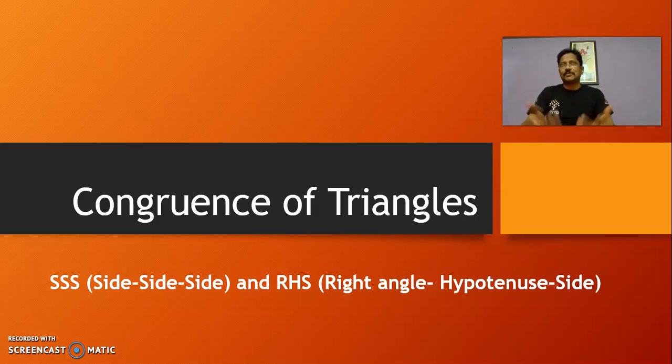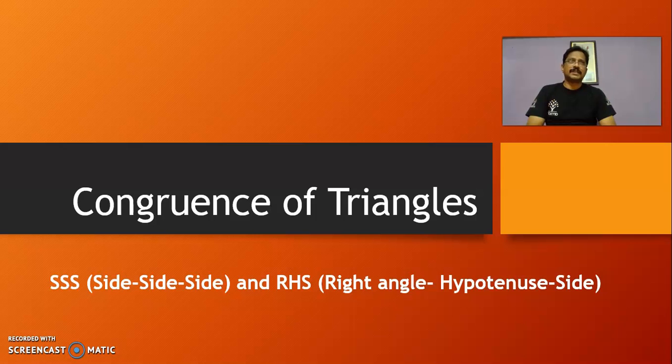Now we can define a polygon also. What is a polygon? A polygon is a simple closed figure bounded by n line segments. When the value of n is 3, it's called a triangle. When it is 4, quadrilateral. When it is 5, pentagon, and so on. Today we are going to learn the conditions under which two triangles are said to be congruent.